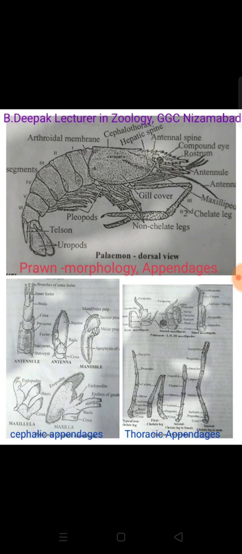Prawn is an aquatic animal which belongs to Arthropoda. The classification of the prawn is here. Phylum is Arthropoda, subphylum is Mandibulata, the class is Crustacea, the order is Decapoda, the genus is Palaemon, and the species is malcolmsonii. Okay, this is the classification. Now here, prawn is a freshwater organism.